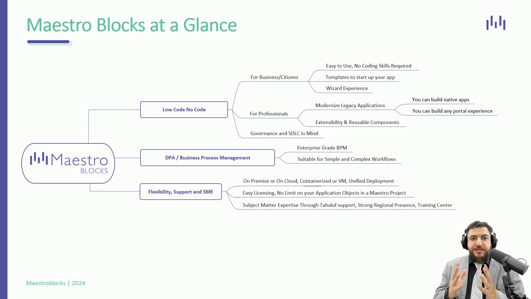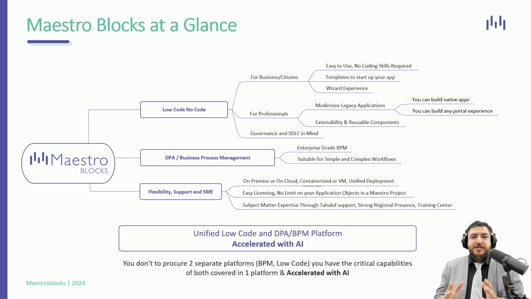And it is supported by the subject matter expertise of our organization, which was explained by my colleague Adel. You have the right knowledge, you have the right strong local support. Moreover, you have support from an organization that has a training center to provide the right guidance for users to leverage the platform capabilities. This all translates into a unified low-code and digital process automation platform. Moreover, it is accelerated with AI, with TuringBots in action, as explained and showed by my colleague Ghalib.